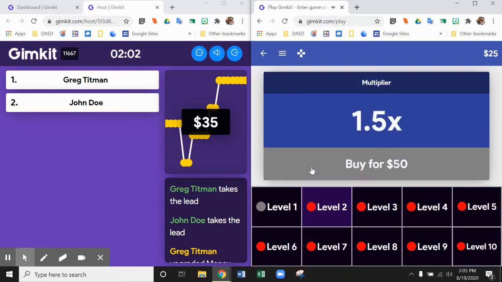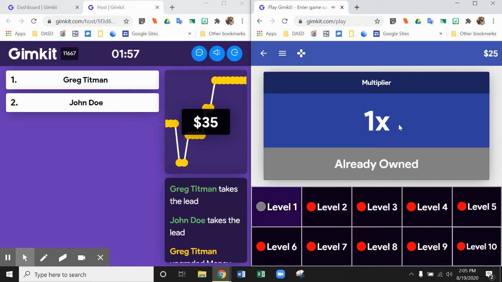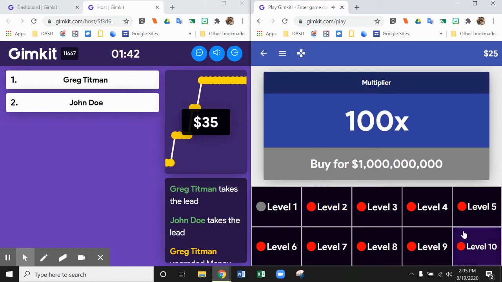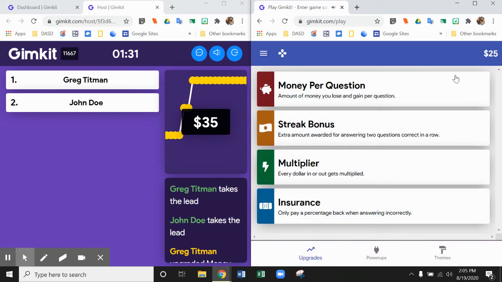Multiplier takes your money per question plus your streak if you're on one and multiplies it by a certain amount. Normally the multiplier is 1, so there is really no multiplier. If you go to a multiplier of 1.5, you'll get your money per question plus your streak and multiply that by 1.5. So if you go all the way up to level 10, yes, it's very expensive, but it multiplies by 100 how much you earn for each correct answer. That's where I'm saying you have to spend money, but as you spend money, if you use it wisely, you can get a lot of money per question correct.